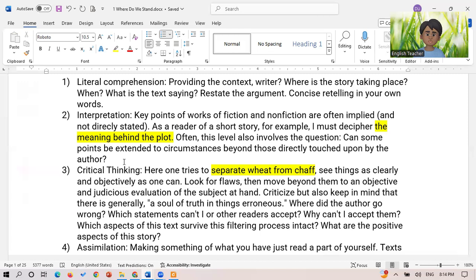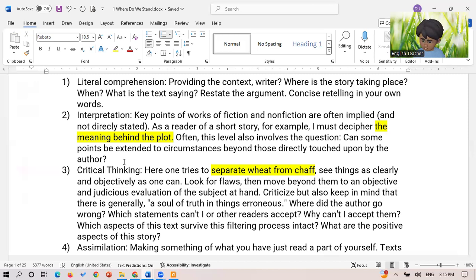So here in interpretation, you ask the question, can some points be extended to circumstances beyond those directly touched upon by the author? For example, you read Lisa Davies' essay, Where Do We Stand? And then can you relate Davies' ideas with how the members of your family use space? Can you relate Lisa Davies' ideas about what the people who are involved in intercultural communication need to learn? For example, what do the international diplomats need to learn about different cultures?